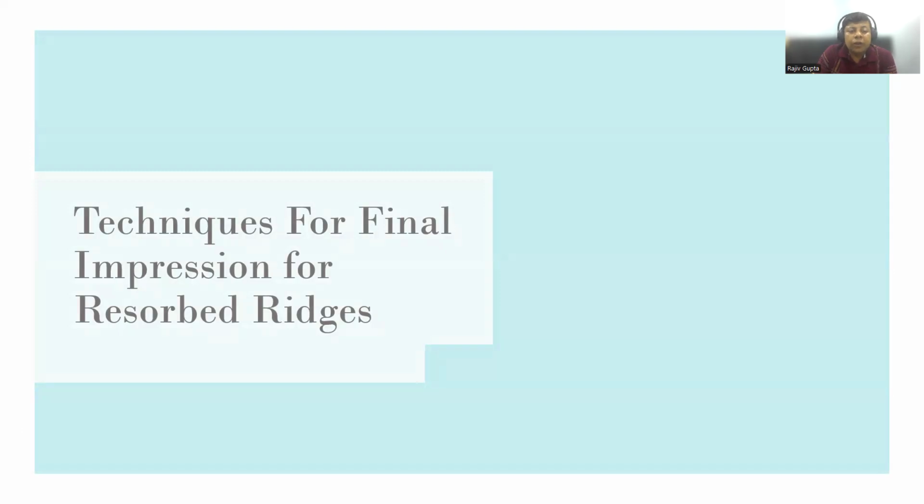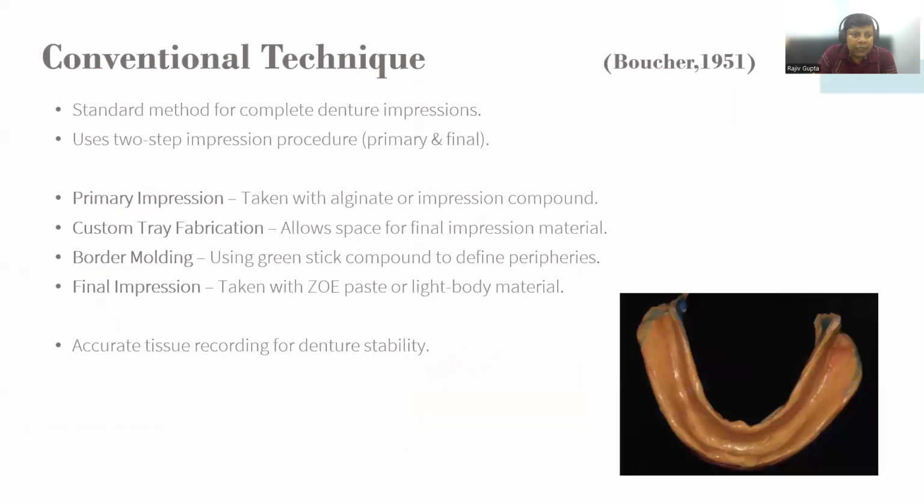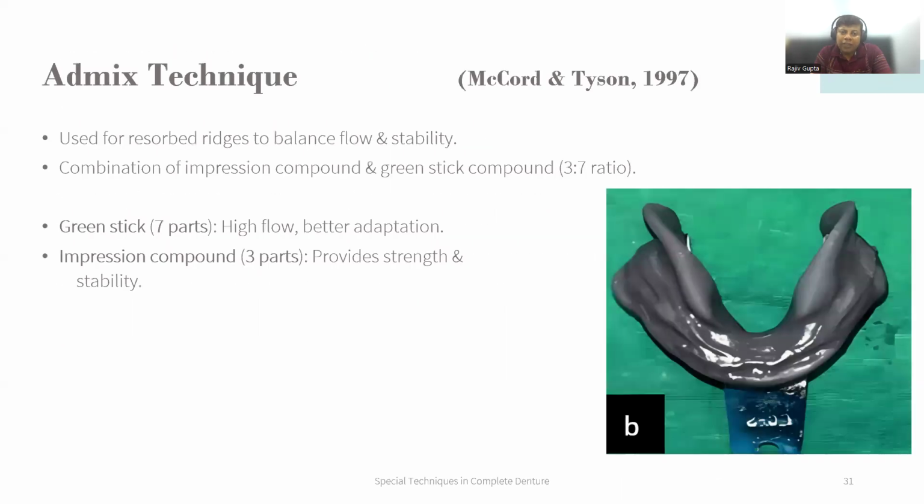Coming to the techniques of final impression for the resorbed ridges. In the conventional technique, we have standard complete denture impressions. We are using a two impression procedure. First, we are making a primary impression, then fabricating a special tray, then border molding, then the final impression. But there are modifications which have been given for extremely resorbed ridges, of which the first was the admix technique, which was given in 1997 by McCord and Tyson.